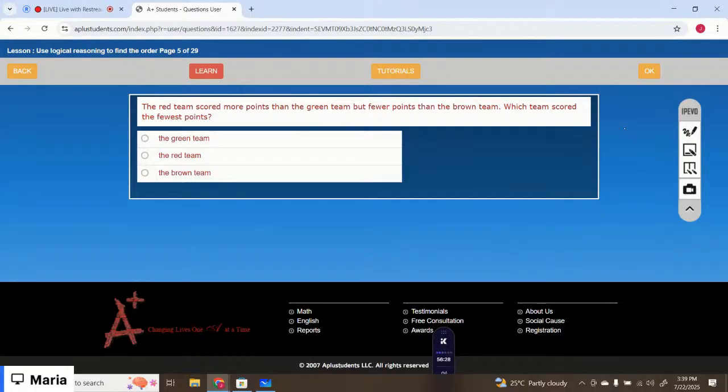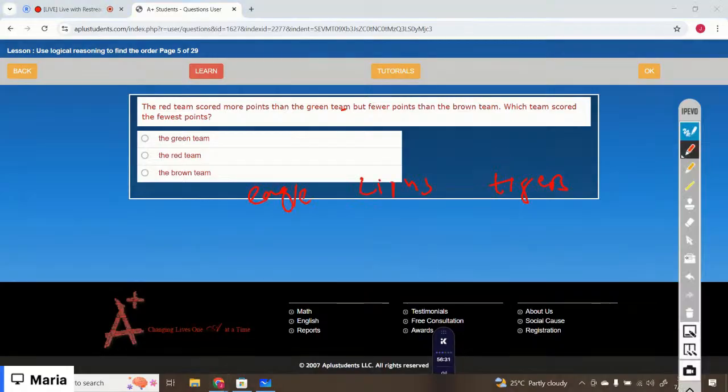The red team scored more points than the green team. The red team scored more points than the green, but fewer points than the brown team. Which team scored the fewest points? The green team. Option number 1 is the correct option.